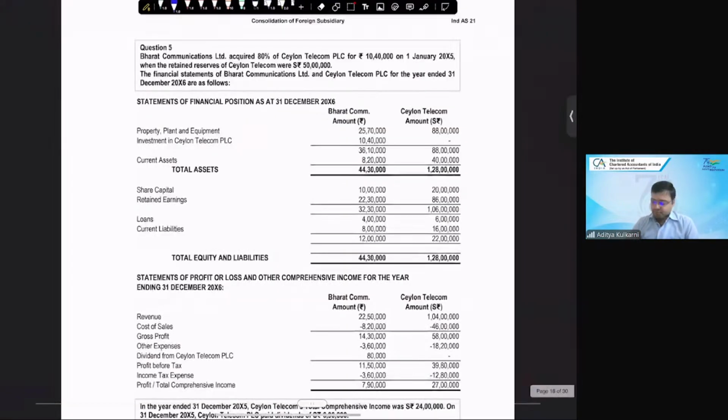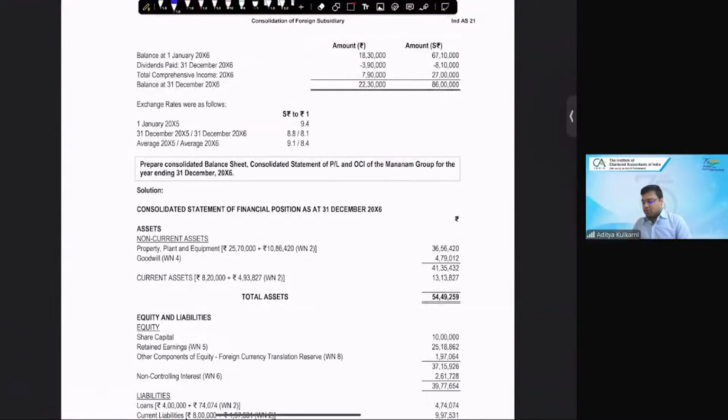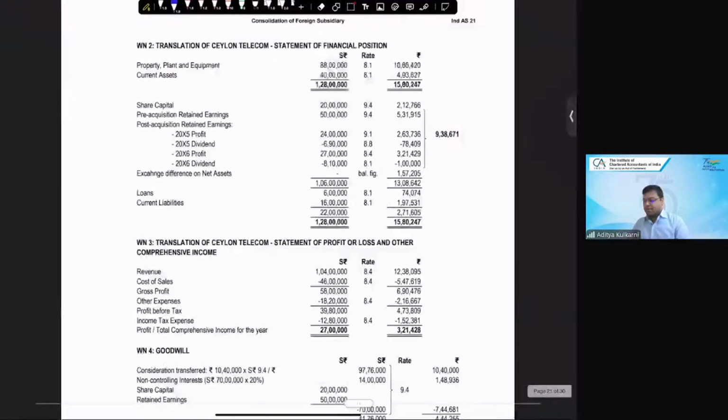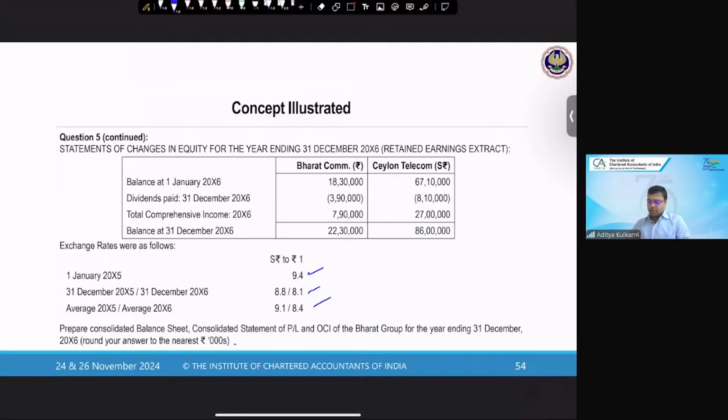This is the same question. Now prepare the consolidated balance sheet, P&L. First thing, what are you going to do? You are going to translate the balance sheet of Ceylon Telecom. This translation will happen for the purposes of consolidation. So for consolidation, I will take the balance sheet at 31st December X6 and apply the closing rate of 8.1. Is there any doubt in this part?